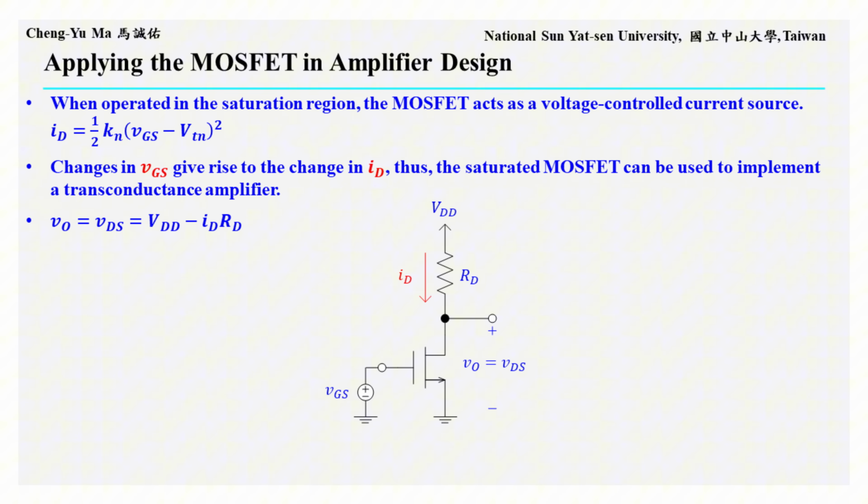When the MOSFET operates in the saturation region, the drain current is given by ID equals 1/2 Kn times the square of the quantity VGS minus VTN. In this expression, the entire term VGS minus VTN is squared.